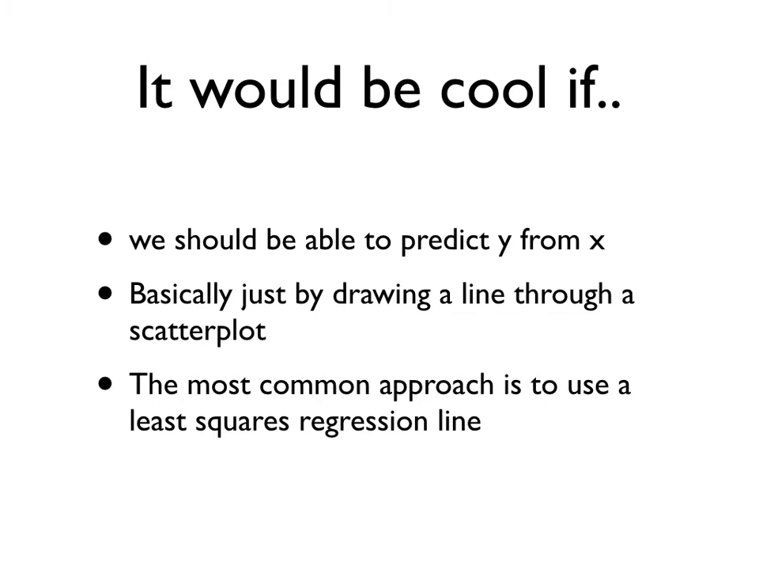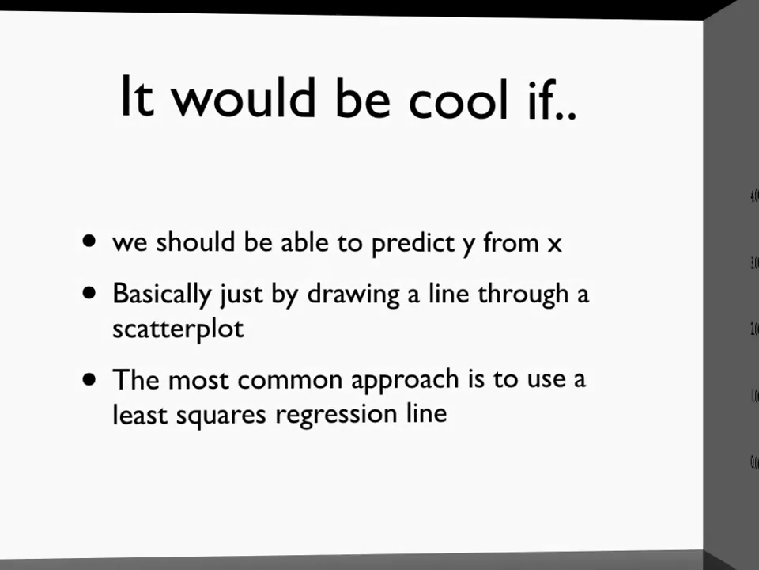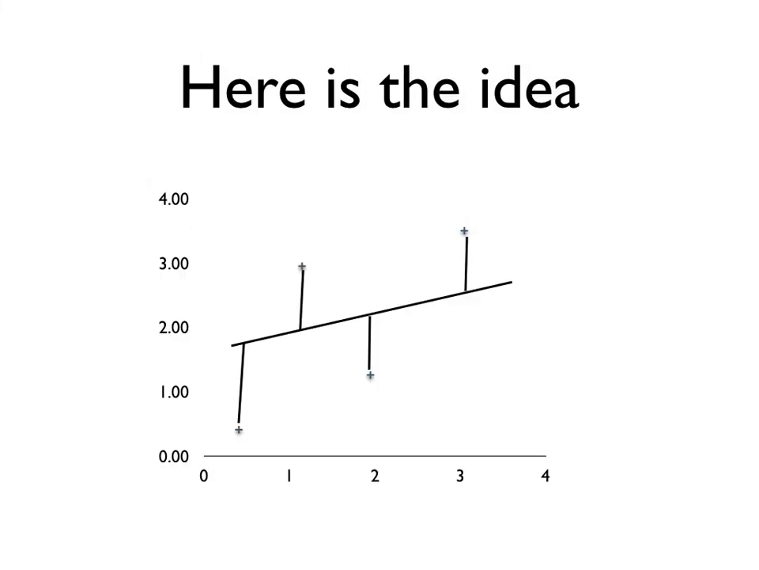The least squares regression line. It's a way to pick a line that we can all agree how we've done it. That's all that's happened here. So it looks like this. Here are 4 dots, 4 data points, and here's a line.